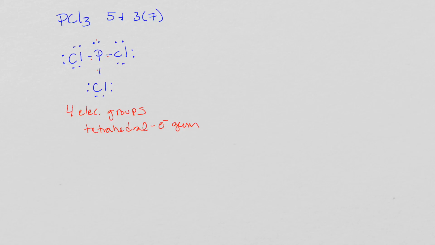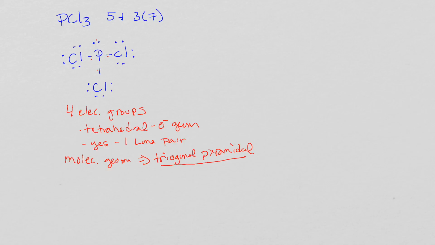Now, we ask ourselves about the molecular geometry. Well, we need to see, does it have lone pairs? And so, yes, right? We have one lone pair. So if we have a tetrahedral electron geometry with one lone pair, that means the molecular geometry equals trigonal pyramidal. So that's my molecular geometry.